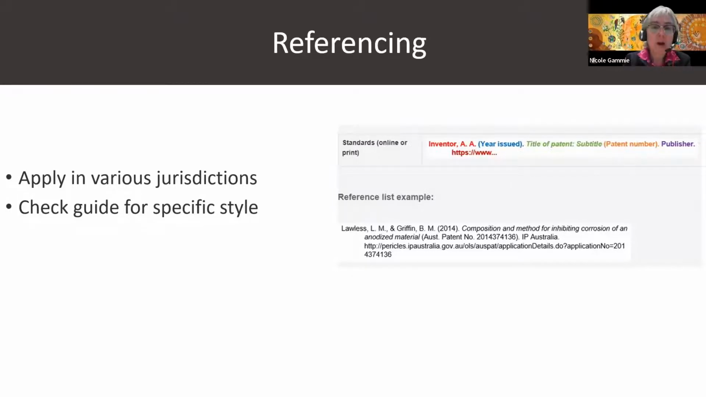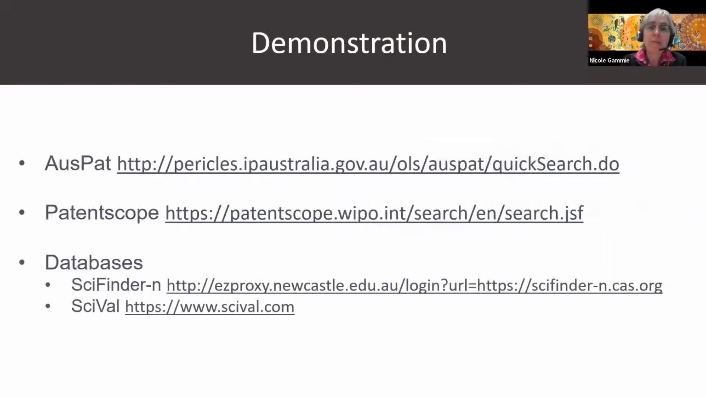So with that, I am going to hand over to my colleague Fiona, and we're going to run through a demonstration. This afternoon we're going to have a look at the Australian system, which is AusPat, and PatentScope, which is a US-based one. And then we've also got a couple of databases which, as students and academics, you have access to, which have patents in them: SciFinder and SciVal. With that, I will stop my share and allow Fiona to take over and do the demonstration.